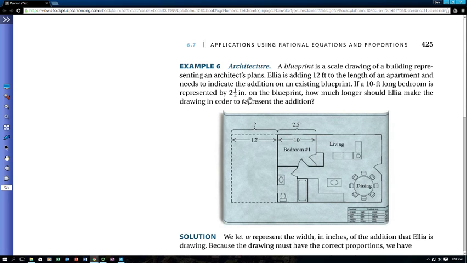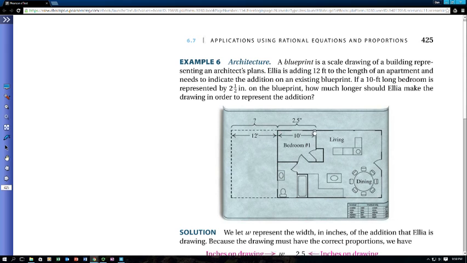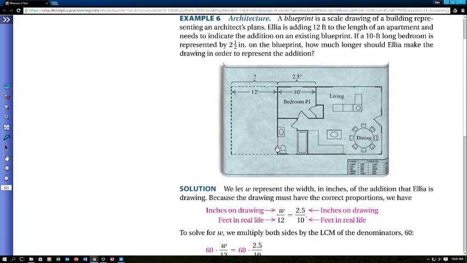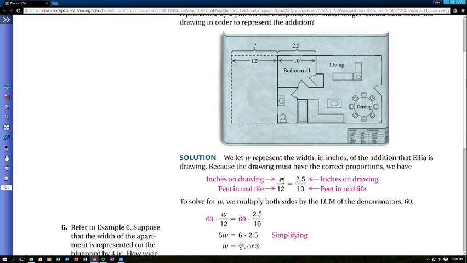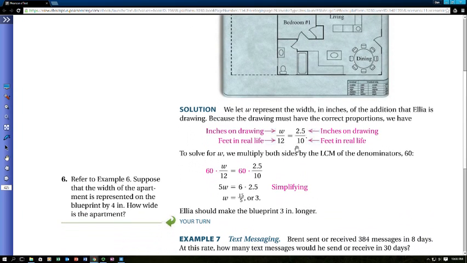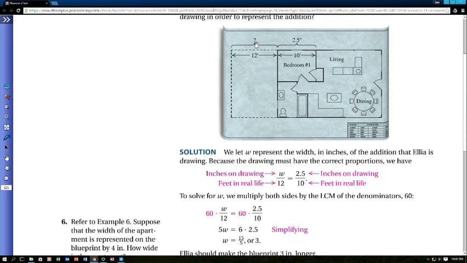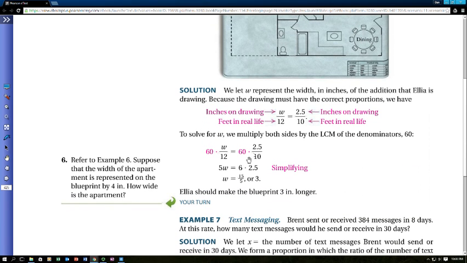If a 10-foot long bedroom represents 2.5 inches here, which they're showing, they want to know how much space I need to move to draw this next room if I want it to be 12 feet out from that. Well, we'll set up proportions. We have this width that we're looking for, W. I can say W, this thing I don't know, over 12 should equal, because these things are supposed to be proportional, 2.5 over 10. And you'd solve this.